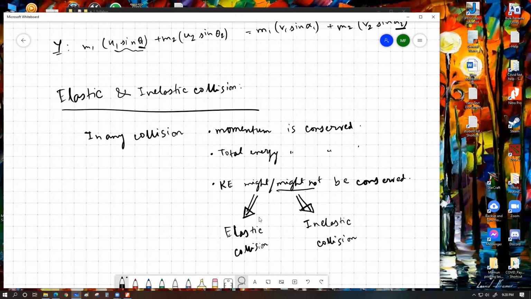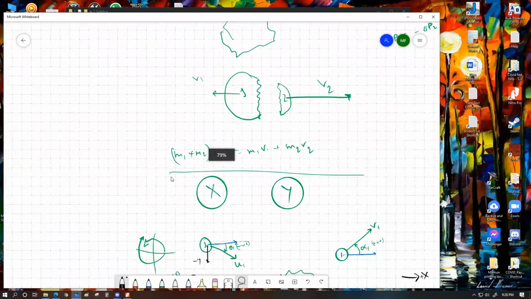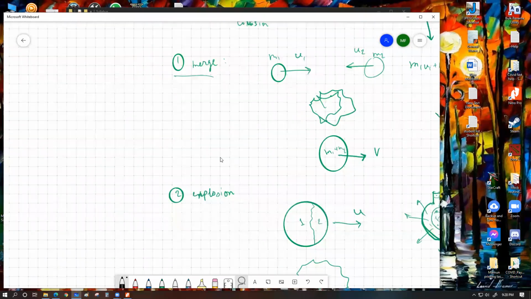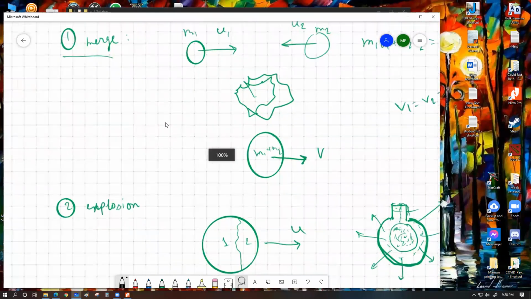However, the kinetic energy of a collision might be conserved, it might not be conserved. Let me give you a simple example. Whenever two objects, especially for the cases of merge and explosion, collisions always have different kinetic energy before and after. Let me give an example.